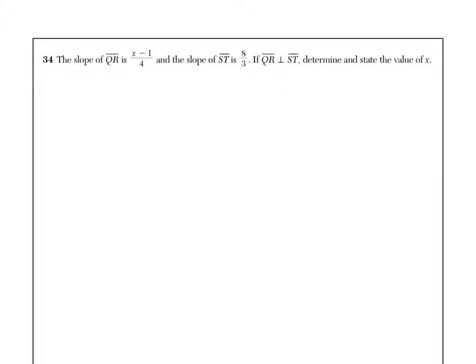Number 34 says the slope of QR is x minus 1 over 4 and the slope of ST is 8 over 3. If QR is perpendicular to ST, determine and state the value of x. What we first need to understand here is that perpendicular lines have opposite reciprocal slopes, meaning flipped and negated.